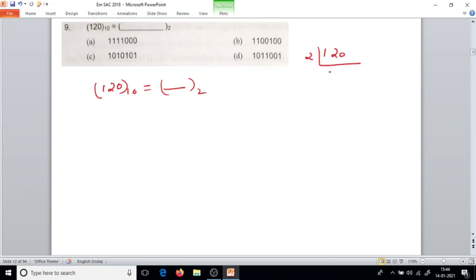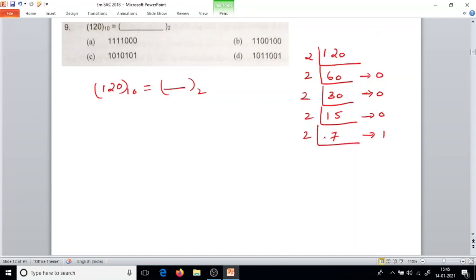120 divided by 2 is 60, remainder 0. Again, divide by 2, 30, remainder 0. Again, divide by 2, 15, remainder 0. Again, divide by 2, 7 times, remainder 1. Again, divide by 2, 3 times, remainder 1. Again, divide by 2, 1 time, remainder 1. Then we will write it from bottom to top.